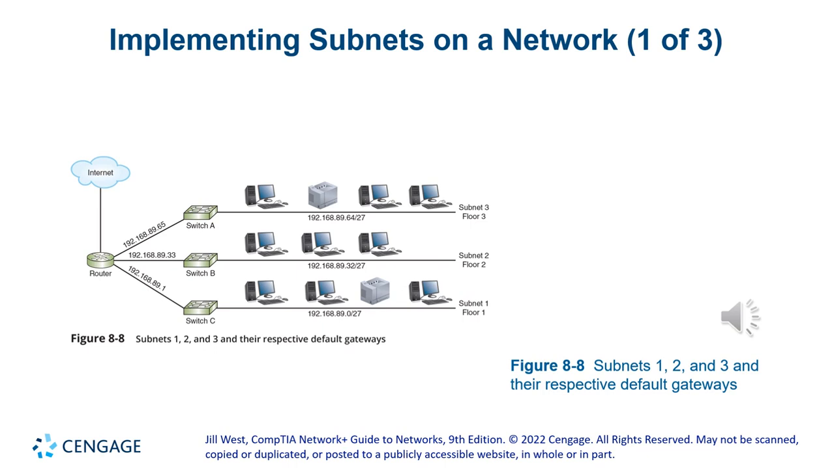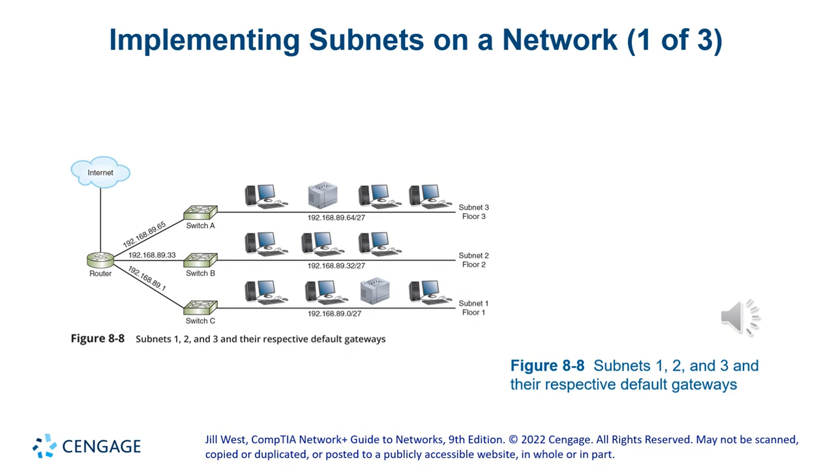It's on the third floor, but it needs to talk to a computer in 89.10, which is on the first floor. Well, 89.10 is not part of the 89.64 network, right? Because it's 64 to 96. So, yeah, 32 plus 64 is 96. So it will go from 64 to 96. So if it's anything within that range, yeah, that's part of my LAN. But if it's not on that range, then it's in a different LAN.